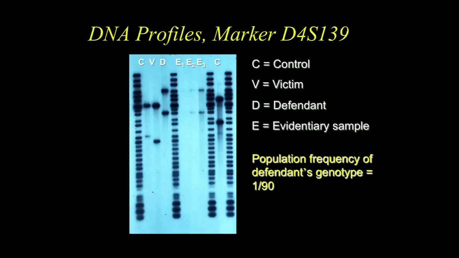Note that the bands of evidence number 2 are relatively faint. This still scores as a positive. Remember, we're interested in size, not intensity. The size of the fragment here correlates precisely with the DNA from Michael DeCorso. And in this case, D4S139, the population frequency of the defendant's genotype is 1 in 90. Somewhat better, but again, if you're the defense, you might argue it's the 91st guy, not my guy. So let's do another one.